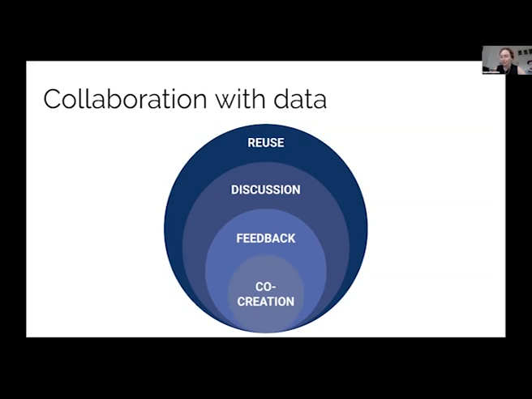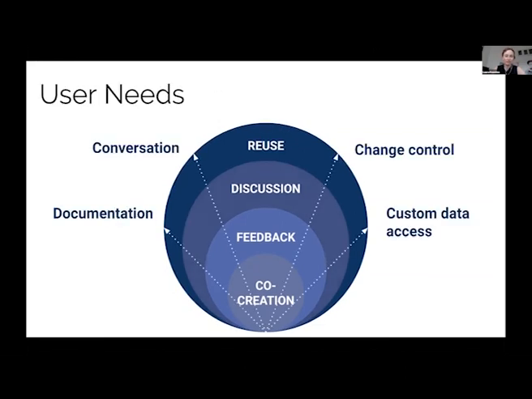But to move on, we found four key user needs for data-centric collaborative work. And these were documentation, conversation, change control, and custom data access. This is in the collaboration literature. That's nothing new. These things are relevant for any type of collaboration, whether it's with data, with text, with code. But how that manifests itself in practice and in functionalities of tools might be different.